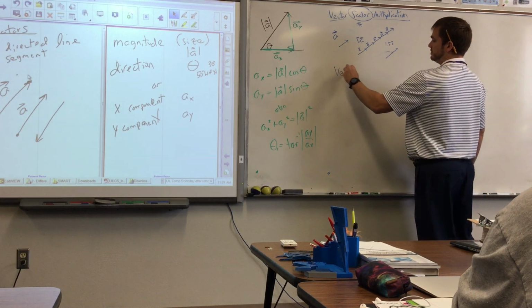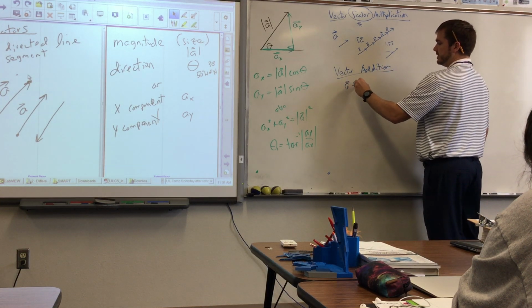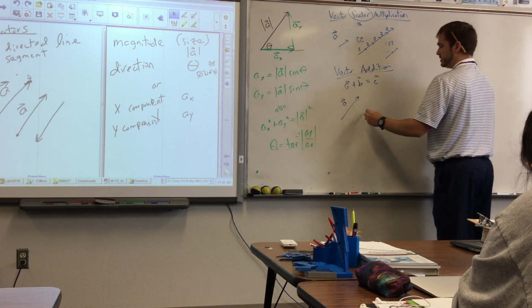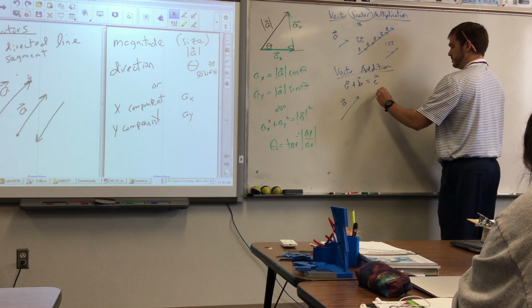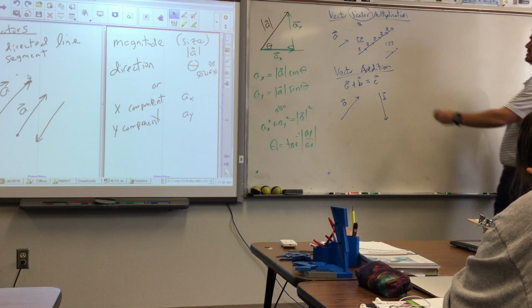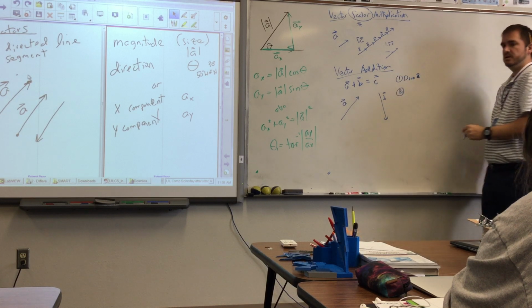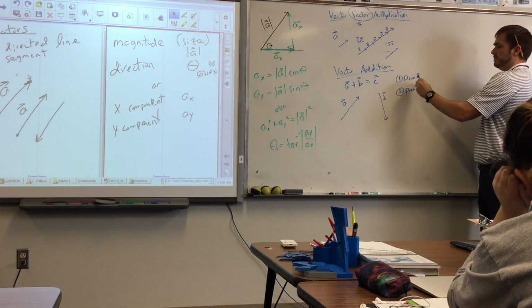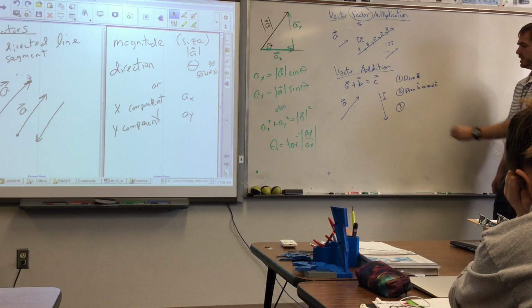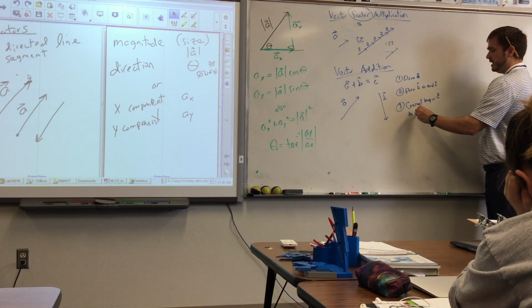All right, let's do vector addition. Vector A plus vector B equals vector C. Vector A might look something like that. Vector B, something along those lines. It's a 1, 2, 3 process. Step 1, draw vector A. Step 2, draw B on the end of A. And step 3, connect the beginning of A to the end of B.